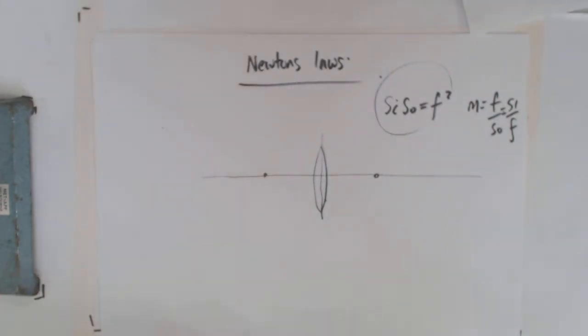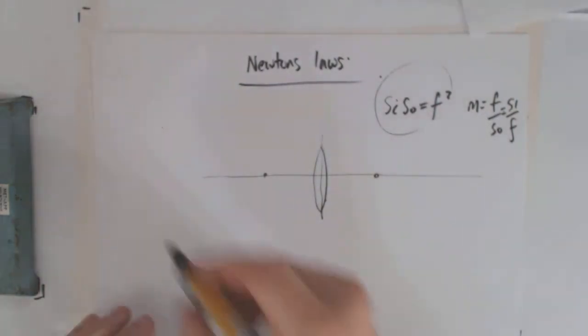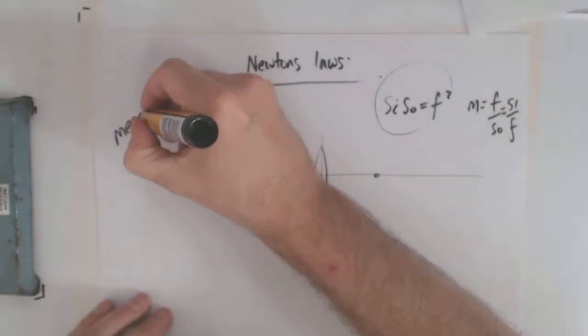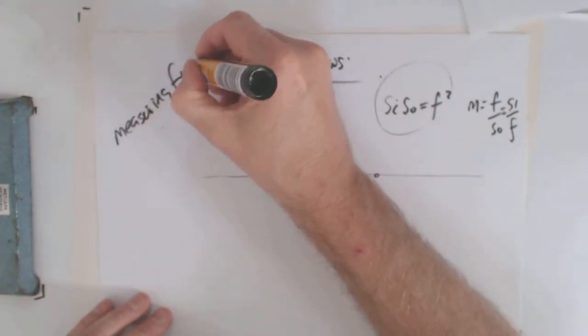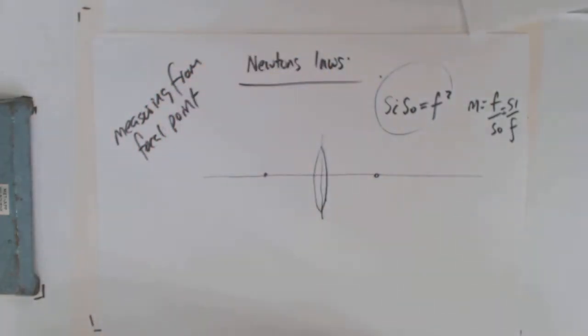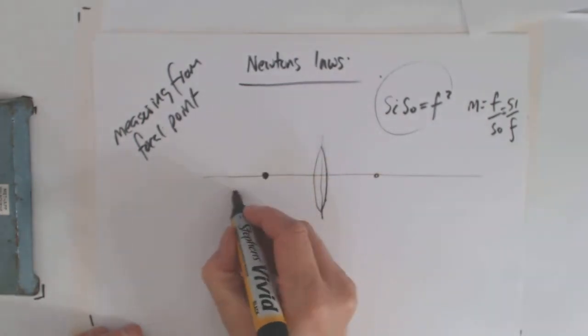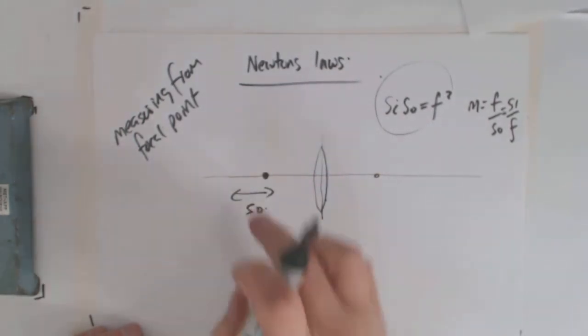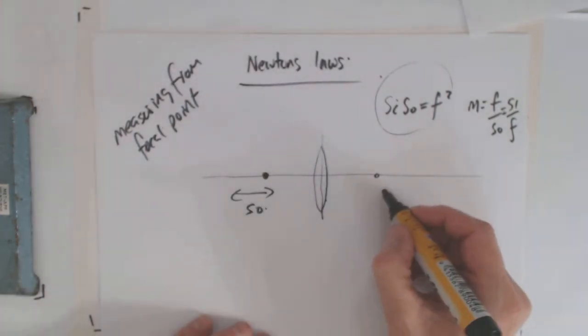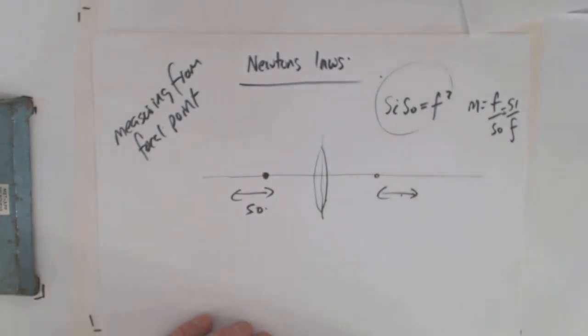But what is SI and SO? Those are the same things that you need to memorize. We're now measuring from the focal point and not from the lens or mirror, which we do with Descartes. So we're measuring from the focal point, and we've got to learn where we measure from. With the converging lens, SO is from this focal point, on the side of the object, and SI is from the focal point on the side of the image.